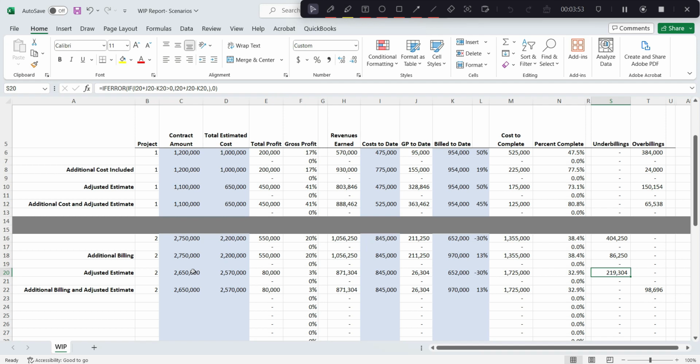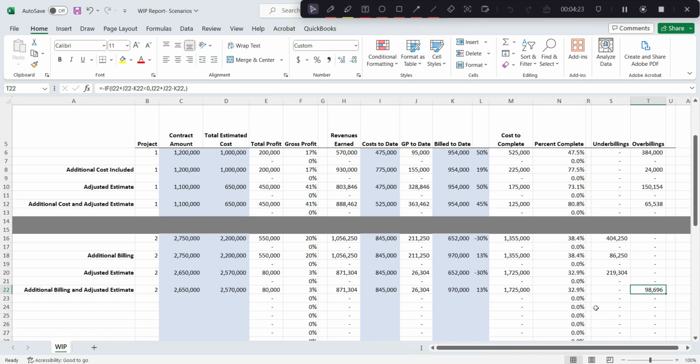Now we go to the final scenario where we have the additional billing and adjusted estimate. So we have our adjusted estimates here, we have our cost to date, and now we have more billings similar to this additional billing one. And we're up at 13% gross profit. Now we have an overbilling, which $98,000 in overbillings on a $2.6 million contract seems to make a little more sense.